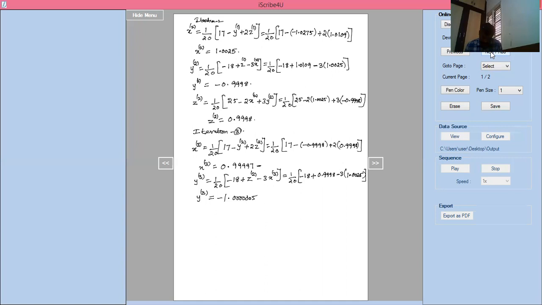I think 4 zeros, 5 you will get. So this is y of 3. Next, similarly, z of 3 equal to 1 by 20 into 25 minus 2x of 3 plus 3y of 3. So that equal to, we will write 1 by 20 into 25 minus 2 into x of 3. X of 3 should be 0.997. Next one should be plus 3 into y of 3 is nothing but minus 1.000 you will get. So this one should be z of 3.